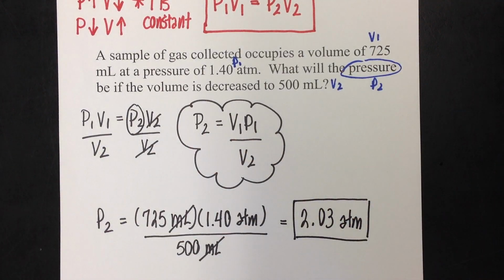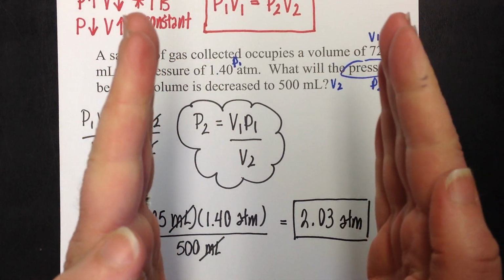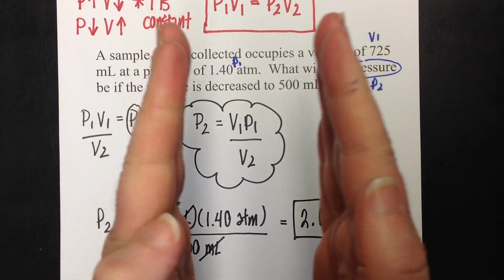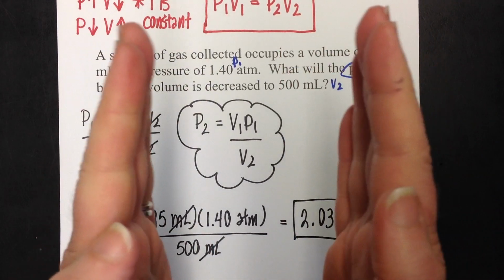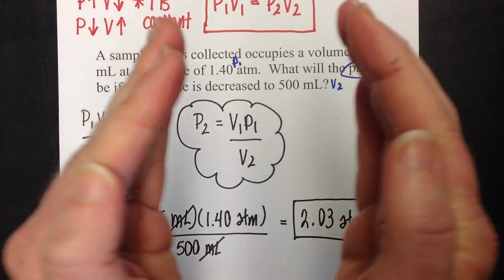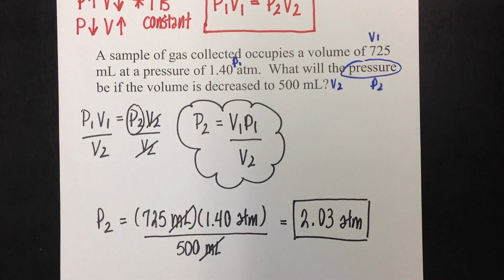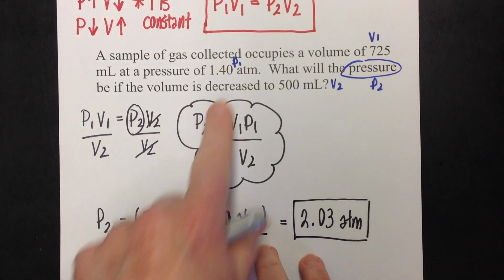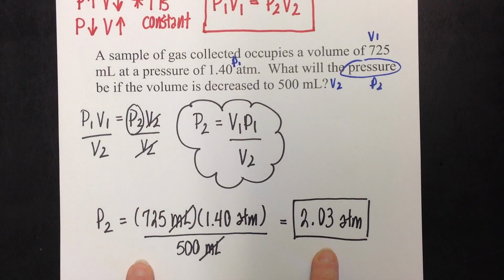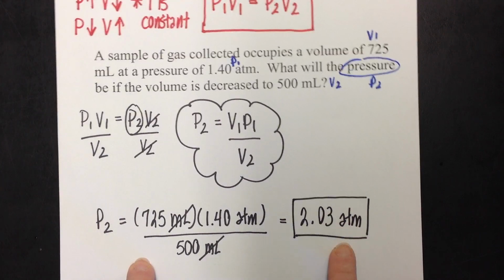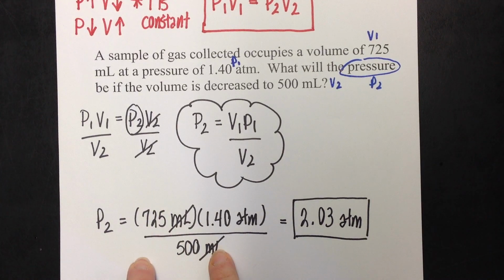Now, let's ask ourselves if that makes sense. So I started off with 725 milliliters of this gas at a pressure of 1.4. So let's say I had this much volume. Well, they're telling me the volume decreased. If the volume decreased, then that means pressure must be increasing because it's pushing everything together. So I would expect my final pressure to be higher than 1.4, and it is. It went up to 2.03. That makes sense. The correct units canceled, so if I was careful with the details, then my work should be correct.